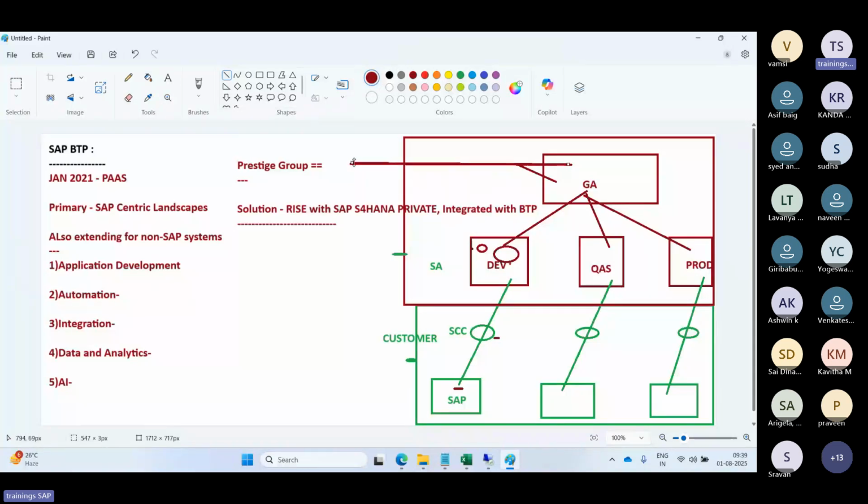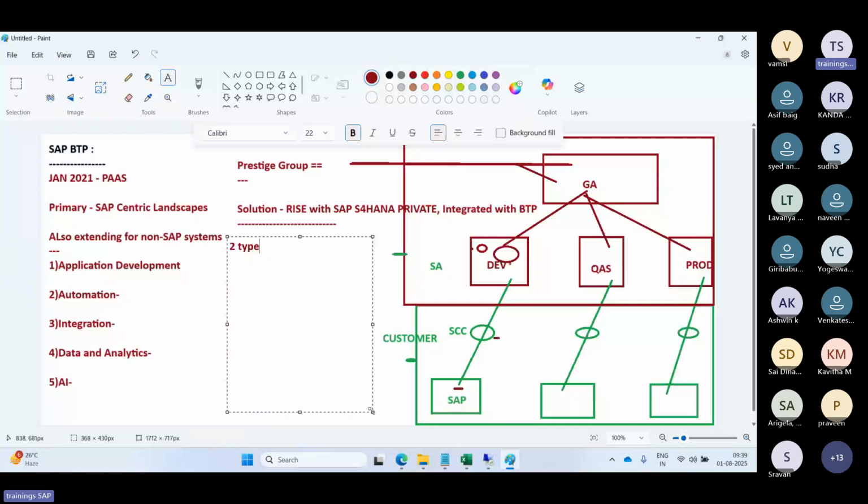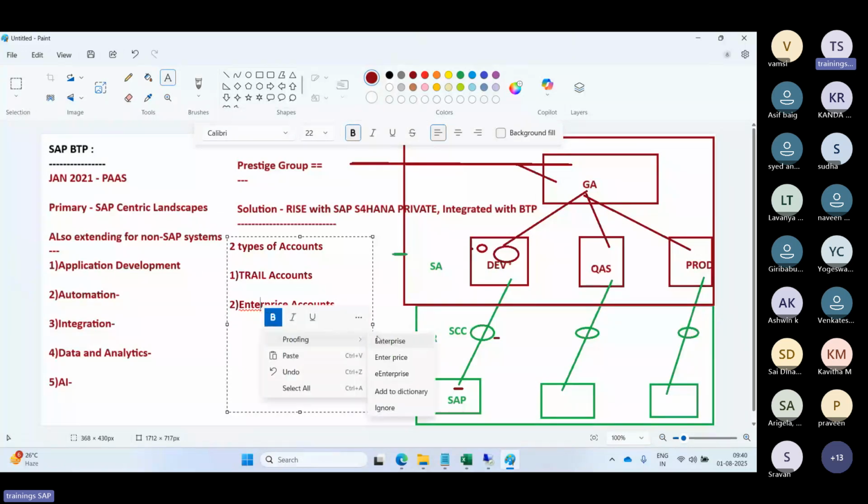So what are the types of global accounts we have in the BTP, right? The types of account models we have in the BTP. There are two types of accounts we have in the BTP. One is the trial account, and the second one is the enterprise account. Trial accounts and BTP enterprise accounts we have here, right?